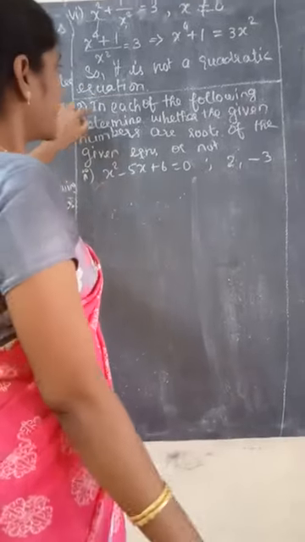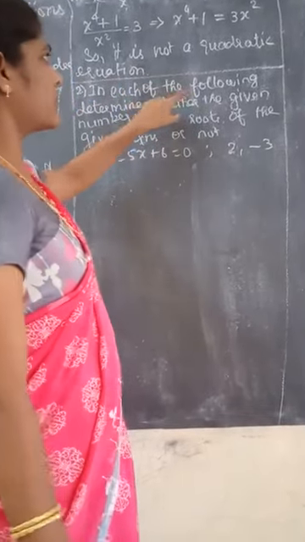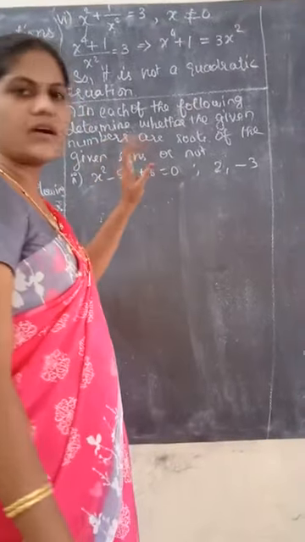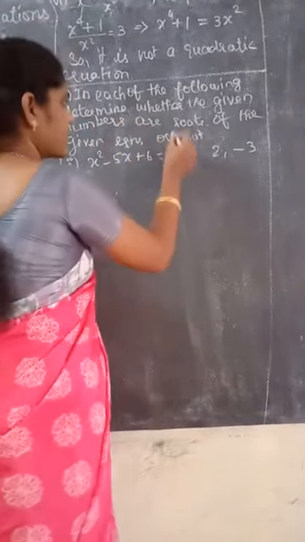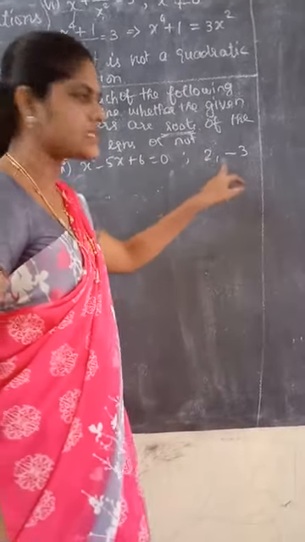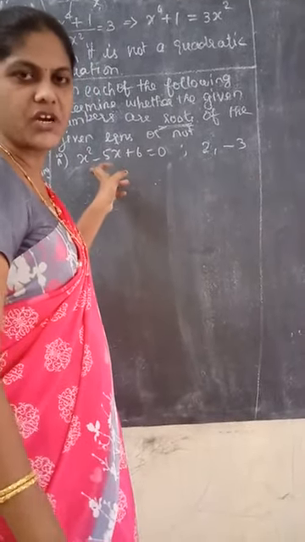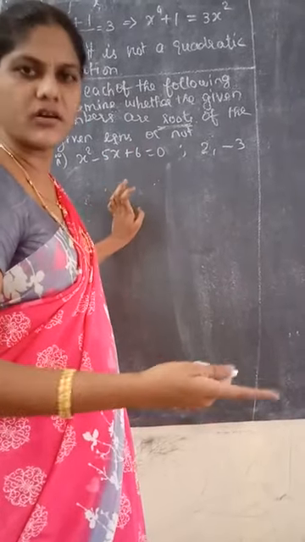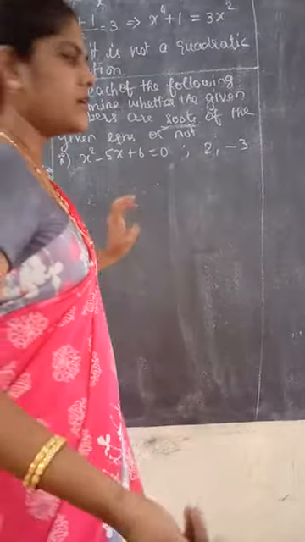Next question. In each of the following, determine whether the given numbers are the roots of the equation or not. Listen, nothing but roots. The roots of the equation means we need to substitute these numbers in the given quadratic equation. If you get 0, that is a root of the equation. If you are not getting 0, that is not a root.